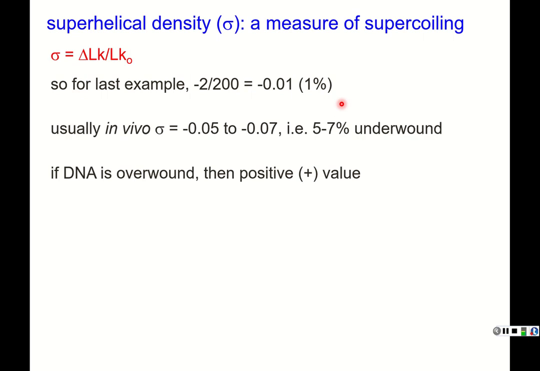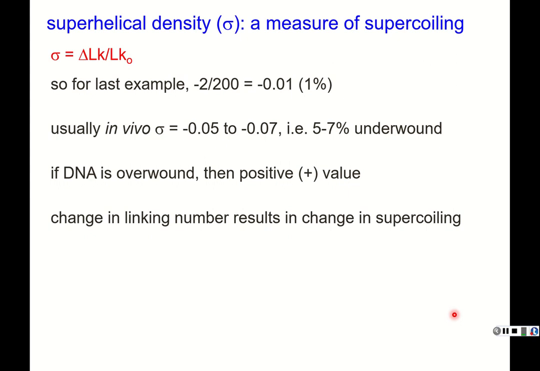In vivo, the numbers that you typically see for this are negative 0.05 to negative 0.07. So that's about 5 to 7% underwound. Okay. If DNA is overwound, then it would get a positive value, but in vivo, usually it's underwound, and that's because it's easier to unravel and replicate or transcribe.